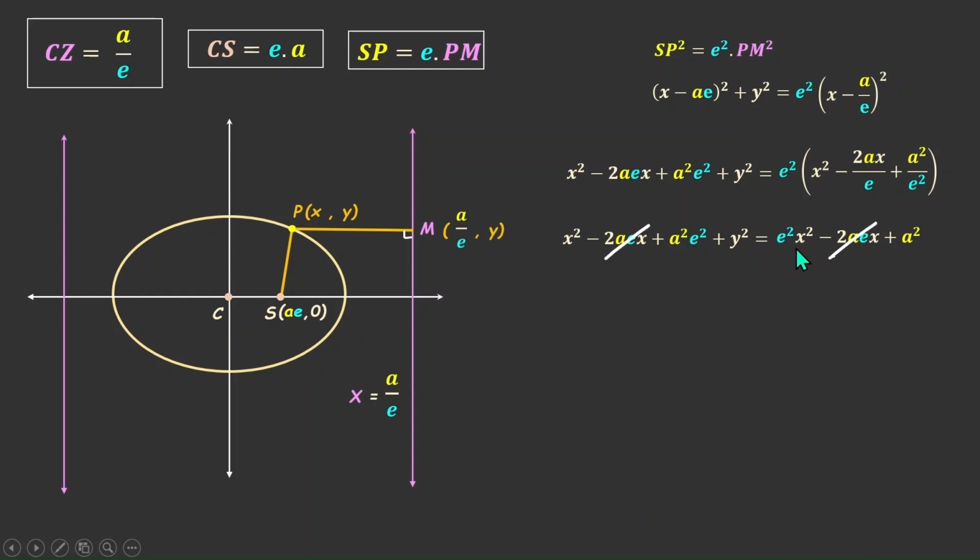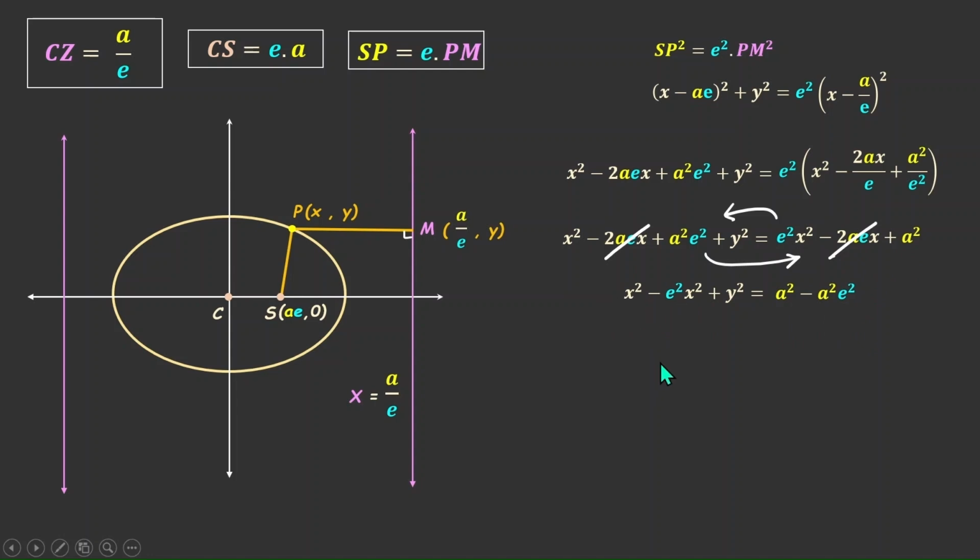And now let's take similar terms together. So let's take x square this side and a square e square term this side. So we'll get x square minus e square x square plus y square is equal to a square minus a square e square. Now let's take x square common here in this term.